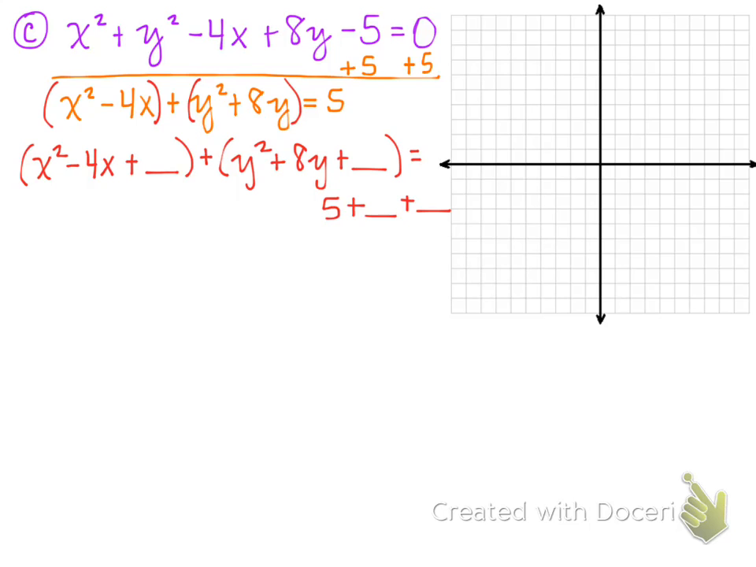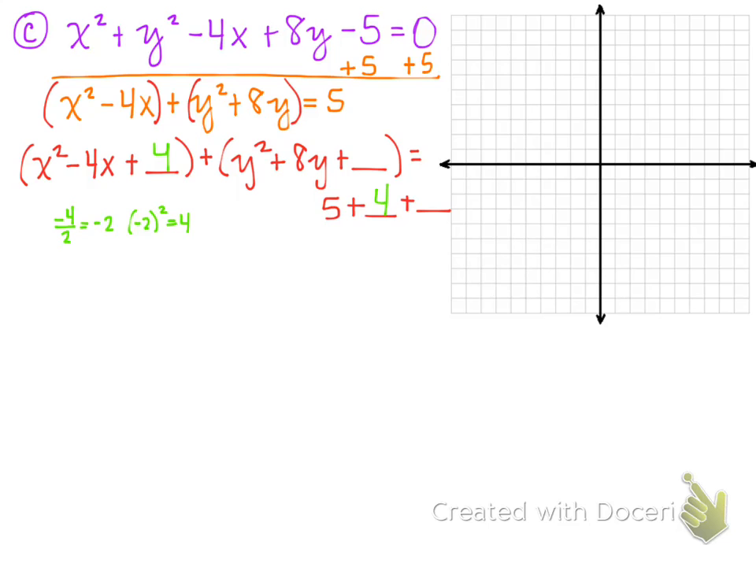Okay. So next thing we need to do is figure out what goes in our blanks. Don't forget we take our b, which in the first case is negative 4. You divide it by 2, and you get negative 2. And then when you square negative 2, you get 4. So not only are you adding the 4 here, you have to add the 4 to the other side.